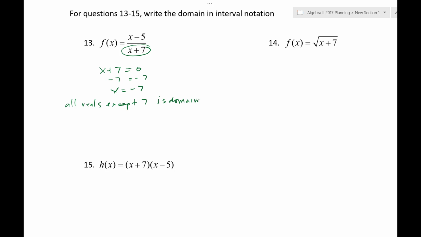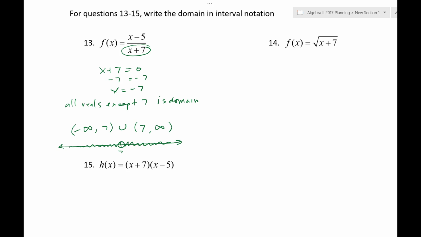And then in order to write this in interval notation, we need to use the union symbol, or I called it the U as the glue. And we're going to take all the numbers from negative infinity all the way up to negative 7, but exclude negative 7 because it causes an illegal operation. And then we're going to union that with the right side interval, which is negative 7 all the way up to infinity. And if we were to sketch that on our number line, you would see that it's just negative 7 with an open circle and the rest of the number line shaded. So this is the domain.